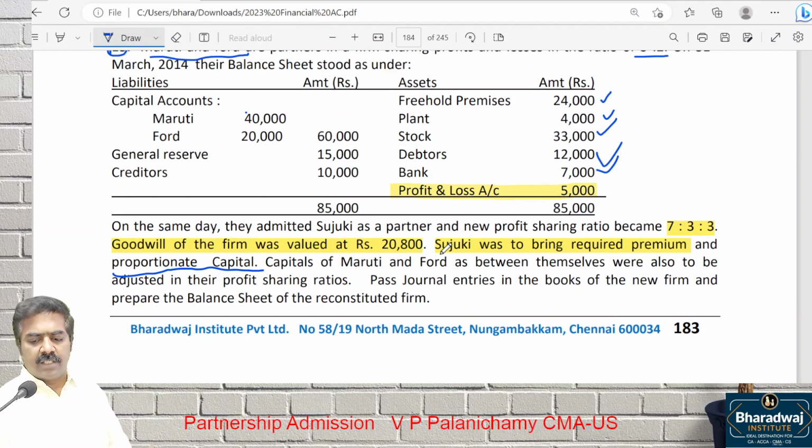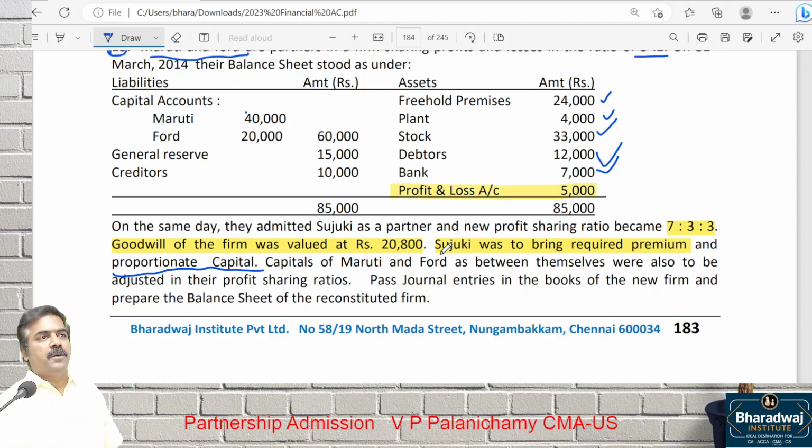Pass journal entries in the books of the new firm. In this question, there is no revaluation. Check the question. Is there any revaluation of assets? No change in the value of assets. What is missing in the question is the new partner's capital. We have done 5 questions. In all those 5 questions, what is given? Capital of the new partner is given. In this, what is missing? Capital of the new partner is missing. Anyhow, that we have to work out based on which account?